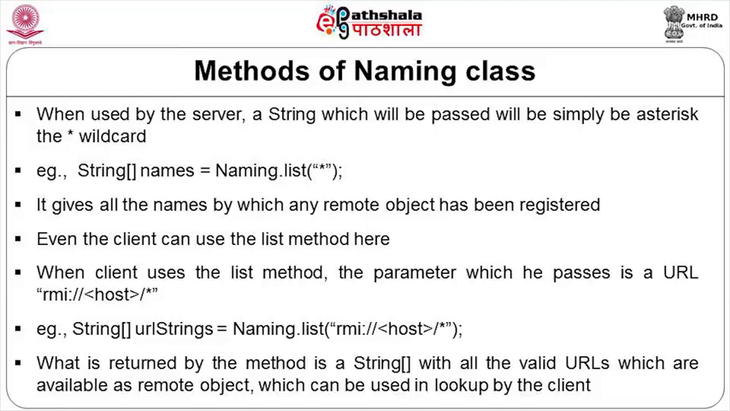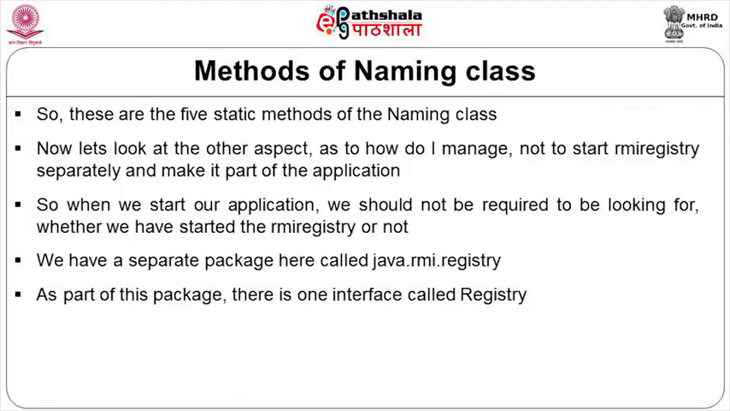So RMI list, and then he says RMI colon / the host, the URL / now instead of some kind of a name, put the asterisk there, star. So once he gives a wildcard, what is returned as a string array is nothing but all the valid URLs which are available as remote objects which can be used in lookup by the client. So we actually get the list of the URLs here from the RMI registry.